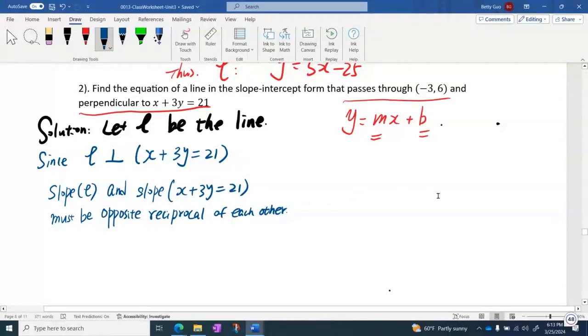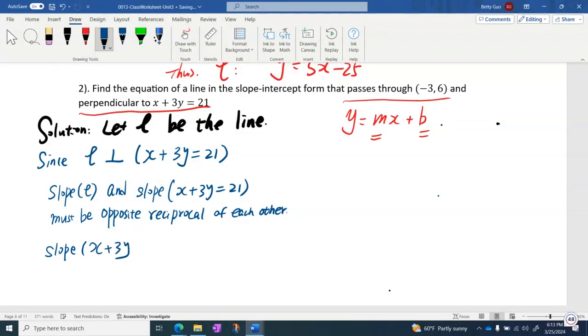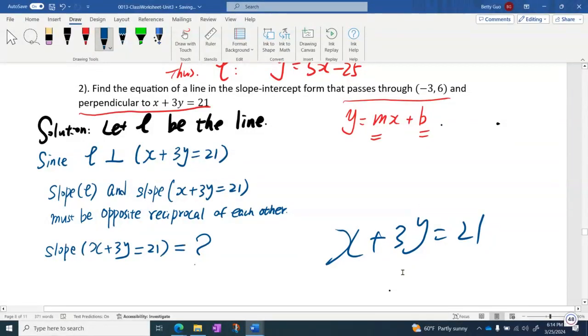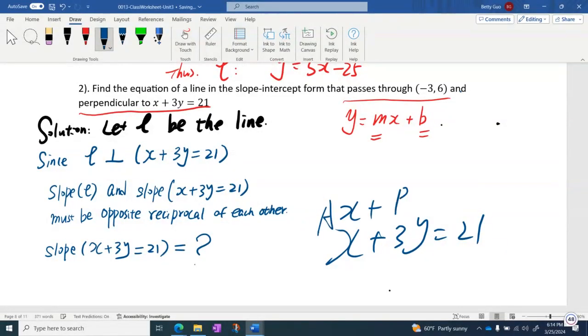So the given straight line is x plus 3y equals 21. Let's see what the slope of this straight line is. Let's figure that out first. Can anyone help me find the slope for that straight line? That straight line is given in the standard form, by the way. Standard form: a times x plus b times y equals c.